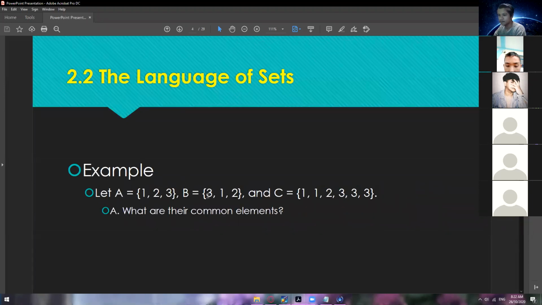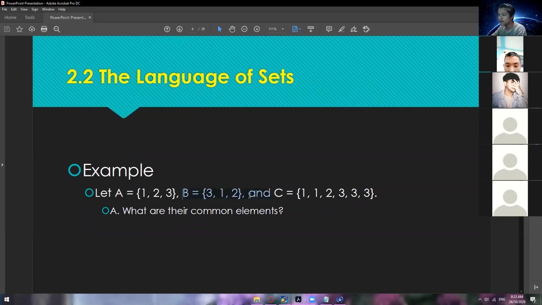So moving on, let's have an example for you to appreciate this one. So we have set A, set B, and then set C. So the question is, what are the common elements? So here are their elements. Ito yung mga elements ng A, elements of B, and then elements of C. So what are their common elements? 3, sir. 3 only? And 2. Ay, 1, 2, 3 pala. All of them, sir.